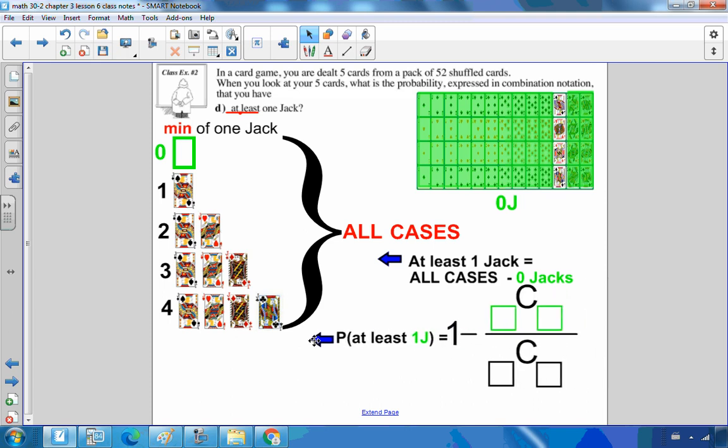Okay, so to pick at least 1 jack, all cases means 100%, as a decimal is 1. Take away, there are 52 cards in the deck, take away 4. There are 48 not jacks, and I want 5 of them out of 52 cards in the deck, and I want 5. So that would be your answer. Subtract those and you would get the answer for the at least 1 jack.